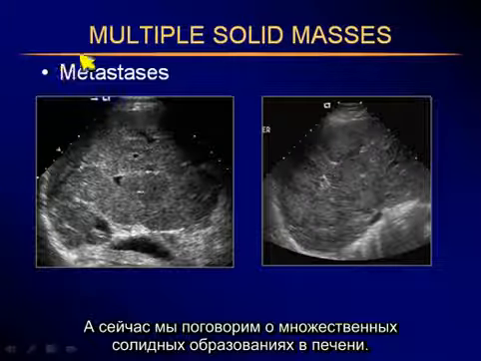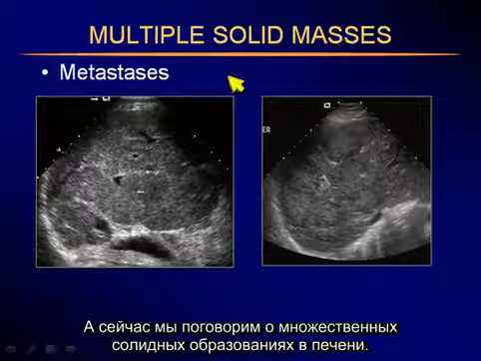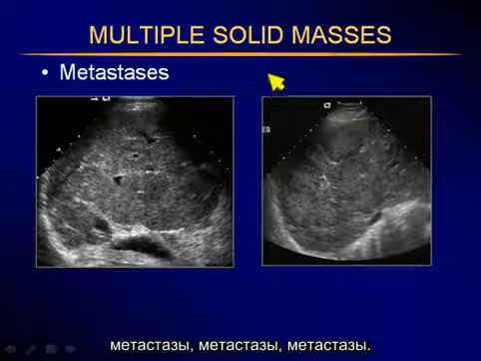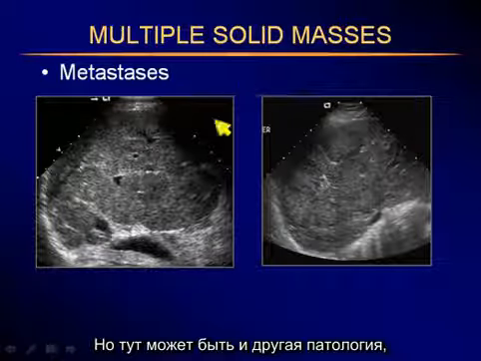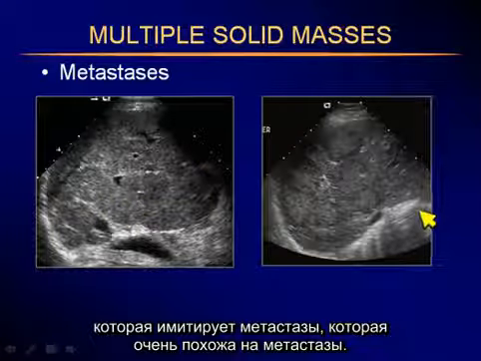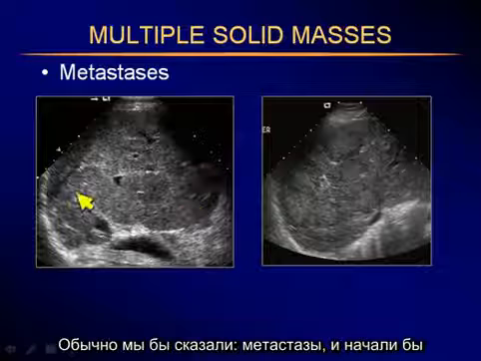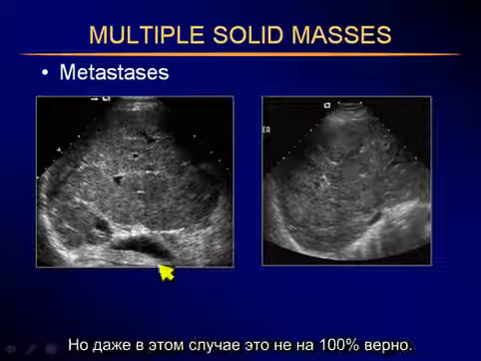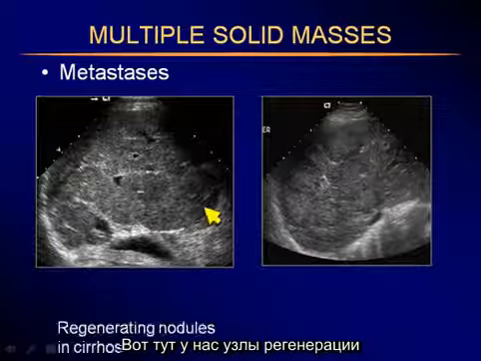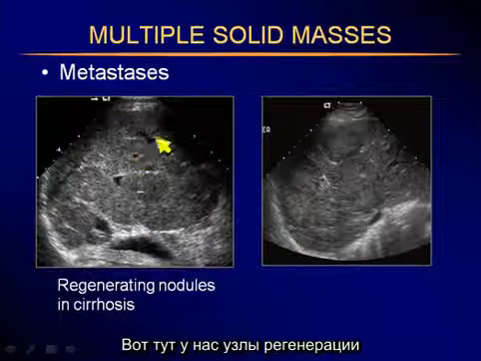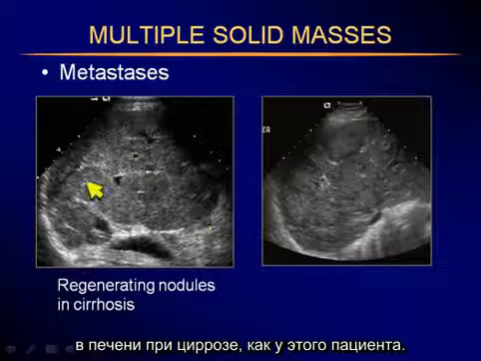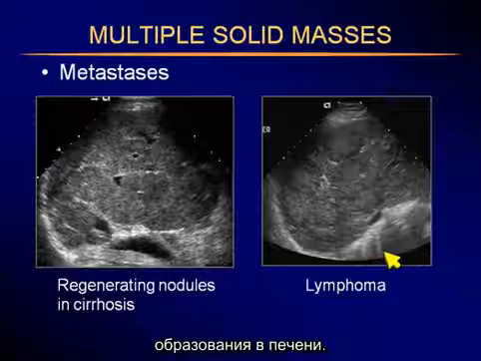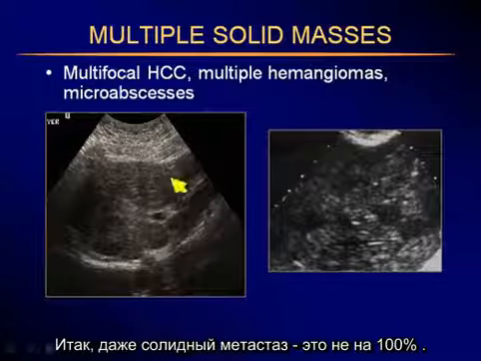Now, when we talk about multiple solid masses in the liver, the differential diagnosis is metastasis, metastasis, metastasis. But there are other pathologies that can mimic this. Usually we would say metastasis and we would want to have a history to see what's going on. But even in this case, it's still not 100%. We can have regenerating nodules in a liver in cirrhosis like this patient had, and this patient has lymphoma, masses within the liver. So even solid metastases are not 100%.